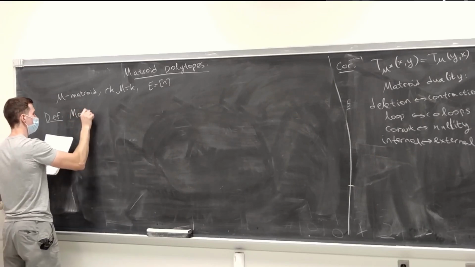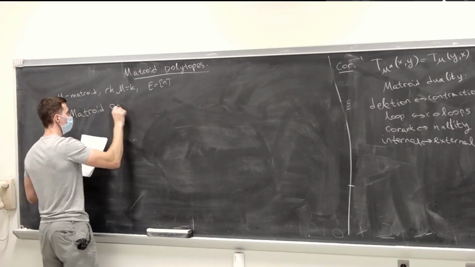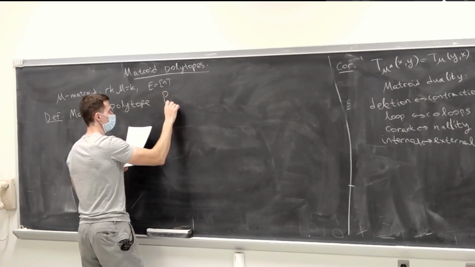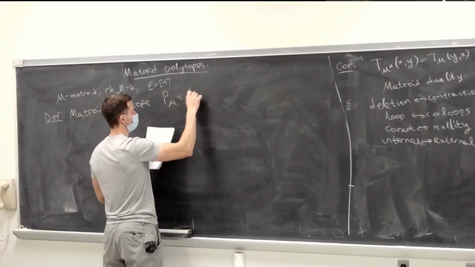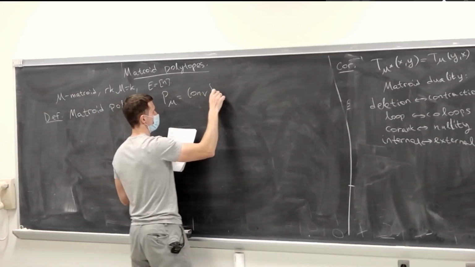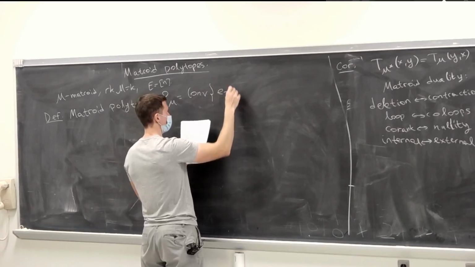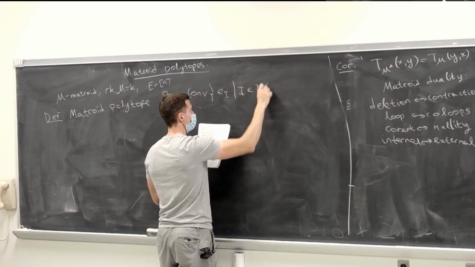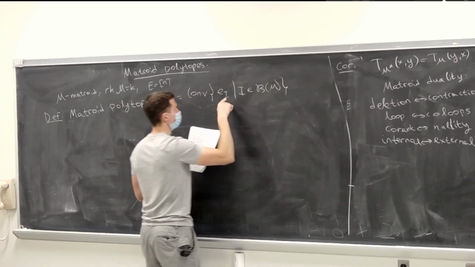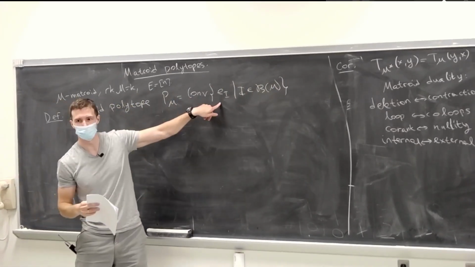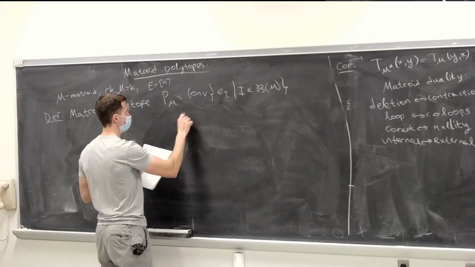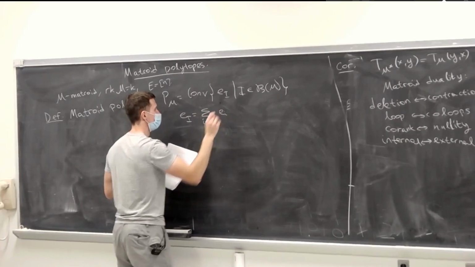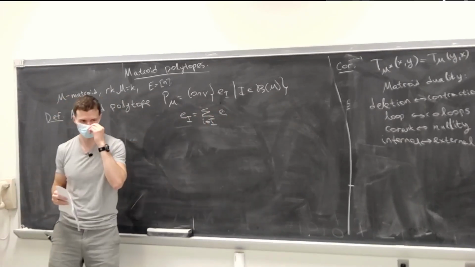The matroid polytope, which is denoted P_M, is just the convex hull of the bases. More precisely, you take all possible bases, and for each basis I, you take the corresponding 0,1 vector, e_I, the sum over i in I of the standard basis vectors.